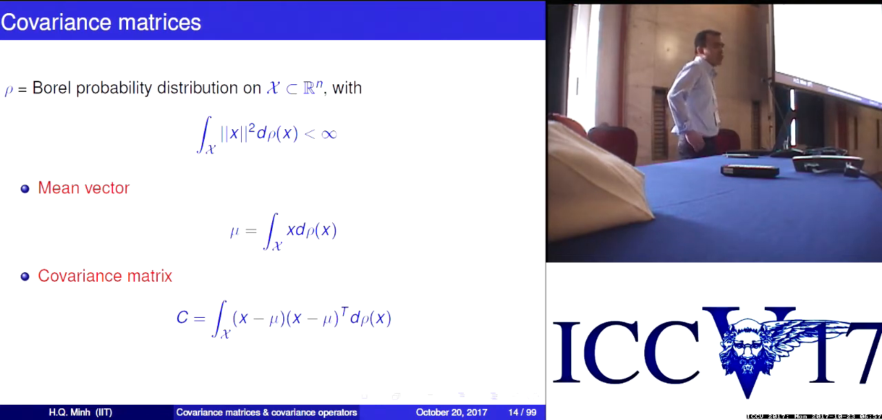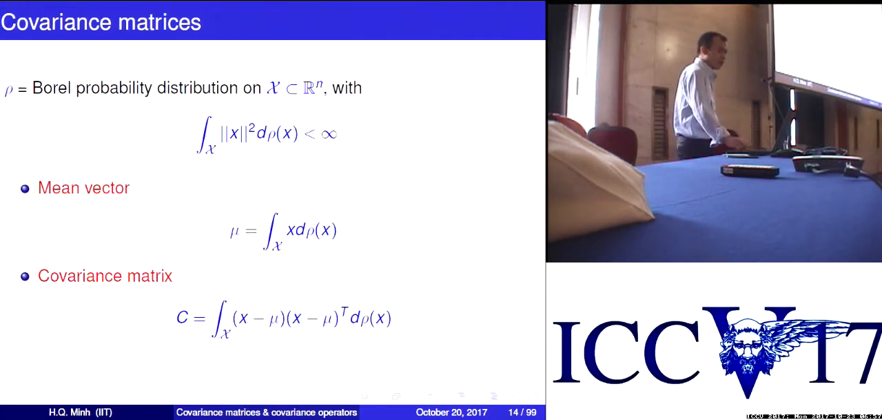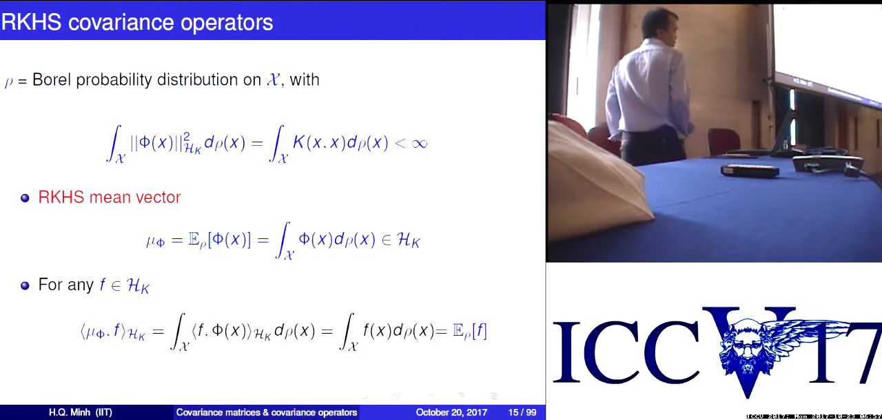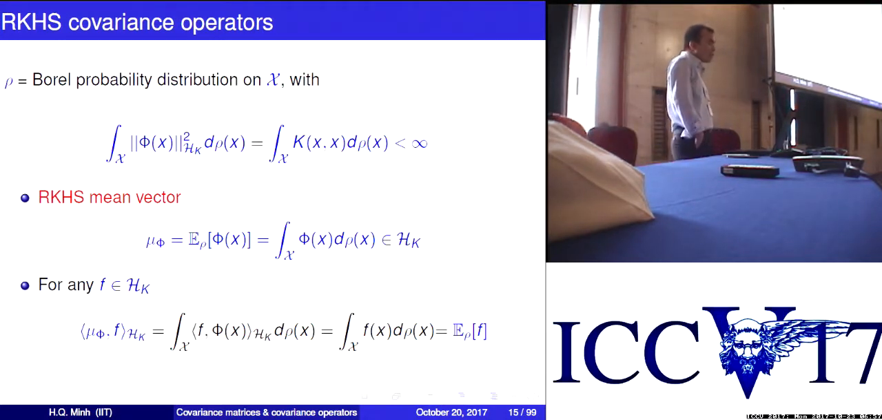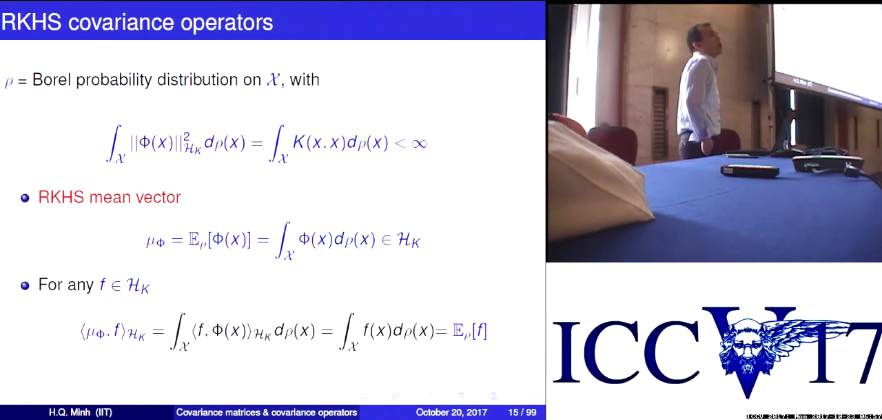Now, instead of x here, we replace it with phi(x), we just map x to phi(x). Instead of requiring the integral of the norm of x squared to be less than infinity, we require the integral of the norm of phi(x) squared to be less than infinity. By the reproducing property, this is just the integral of k(x,x) being less than infinity. For the Gaussian kernel, this is true because k(x,x) is always equal to 1. Then we can define a mean vector, which is simply the expectation of this feature phi(x). Instead of x, we use the map phi and compute the expectation of phi(x).